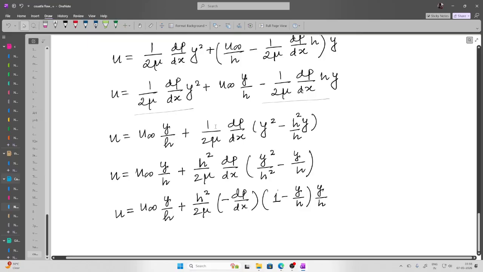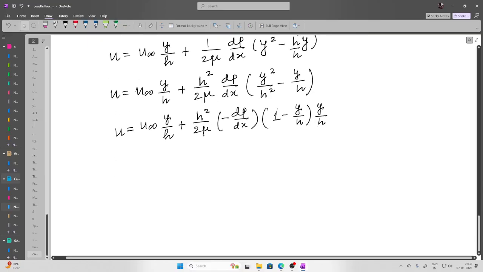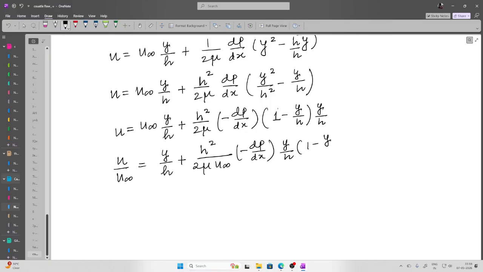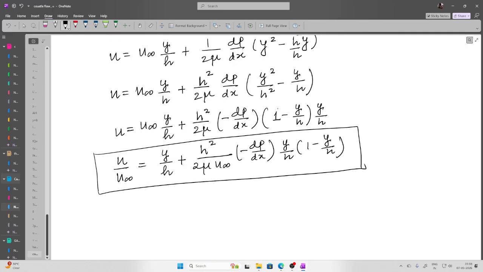Now you divide the whole equation by u infinity so that it becomes non-dimensional. So u by u infinity is y by h plus h square by 2 mu u infinity times minus dp by dx times y by h into 1 minus y by h. Friends, this is the expression for the velocity profile in case of Couette flow.